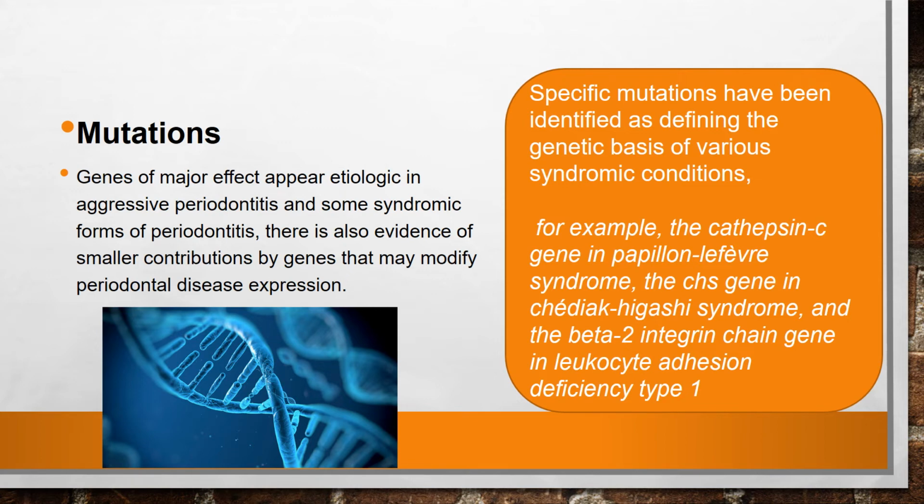Specific mutations have been identified as defining the genetic basis for the various syndromic conditions. For example, the cathepsin C gene in Papillon-Lefèvre syndrome, the CHS gene in Chediak-Higashi syndrome, and the beta-2 integrin chain gene in leukocyte adhesion deficiency type 1 disease.